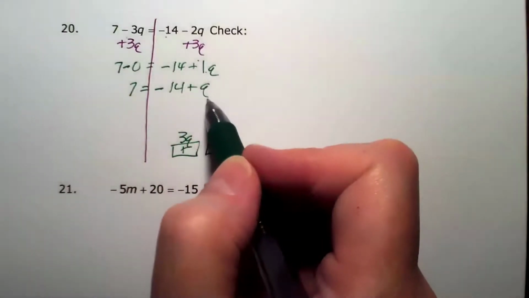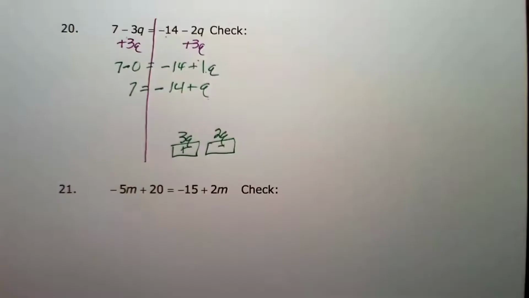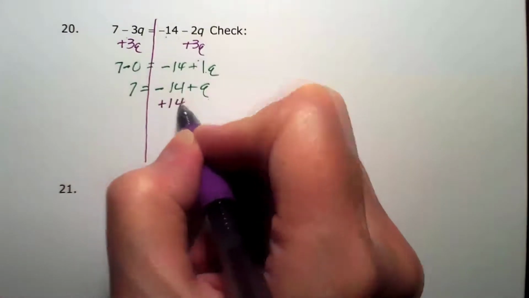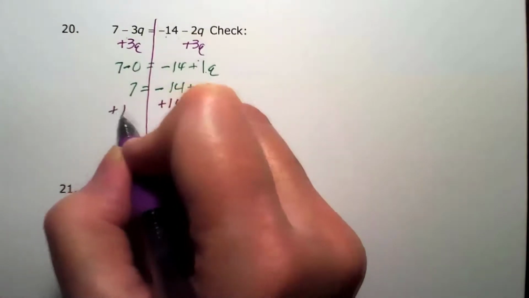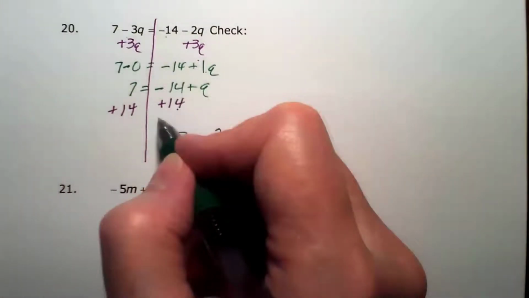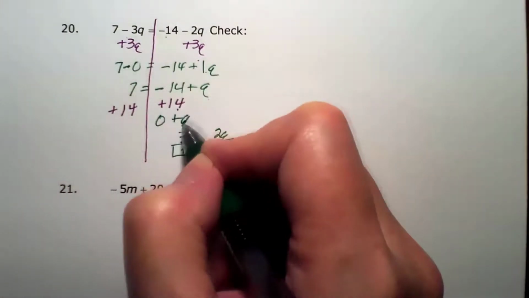So now I want q by itself. So I'm going to get rid of that 14. I want a 0 there instead. So I'm going to add 14. If I do it to this side, I do it to this side also, which leaves me with 0 plus q on this side.